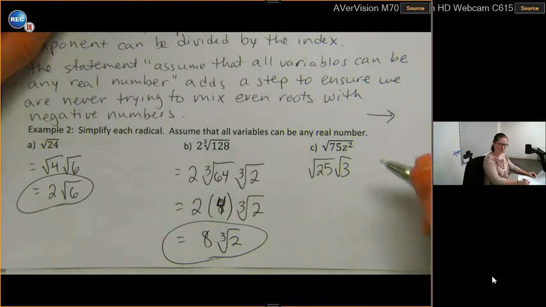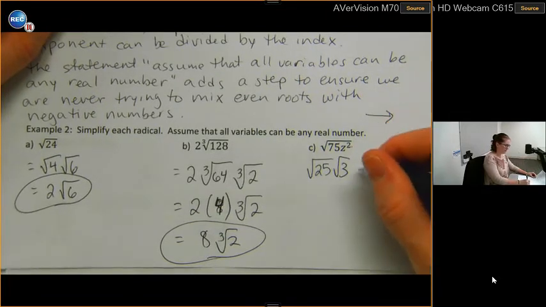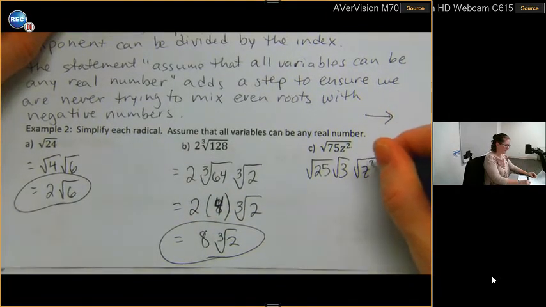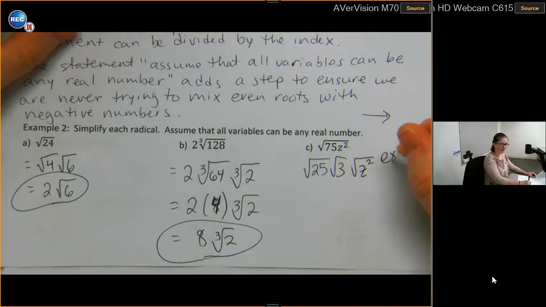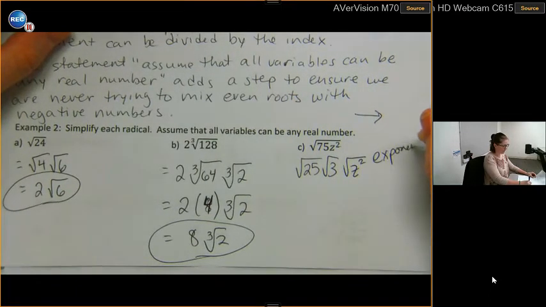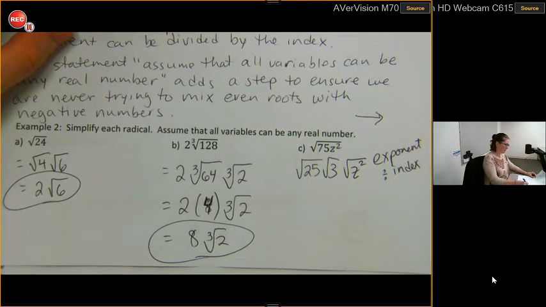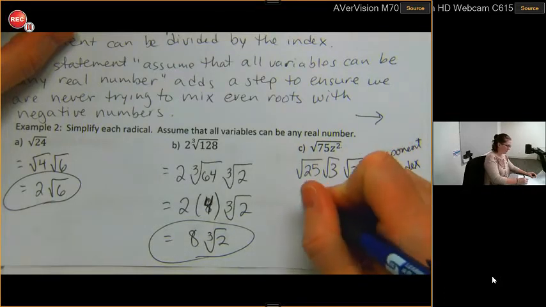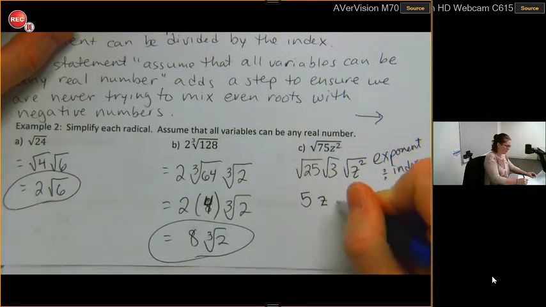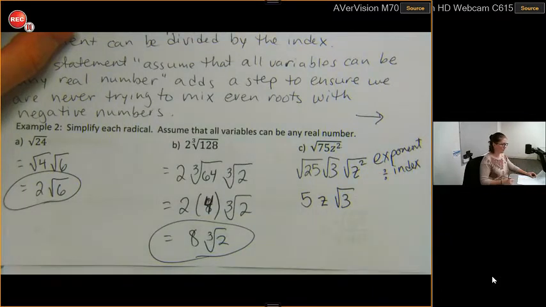And so what I'm going to do to solve this problem for the square root of z squared is I'm going to go ahead and take the exponent and divide it by the index. So I'm going to get z to the first power. So I have 5z square root of 3.